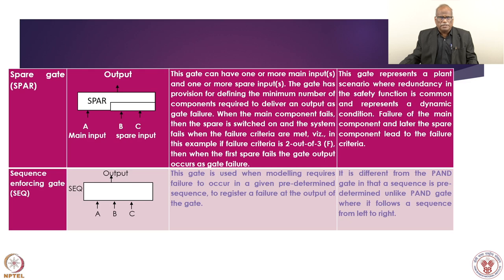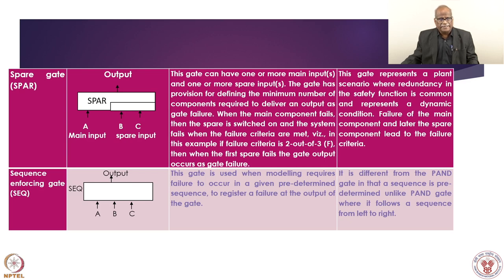An example is a 2 out of 3 system. Out of n, we have discussed that 2 failures out of 3 is called the failure. That can be reflected in the spare gate, and this is very efficiently handled here. In fact, we can change the status of which is main and which is spare. B could be main and A could be spare, and that configuration can be changed.